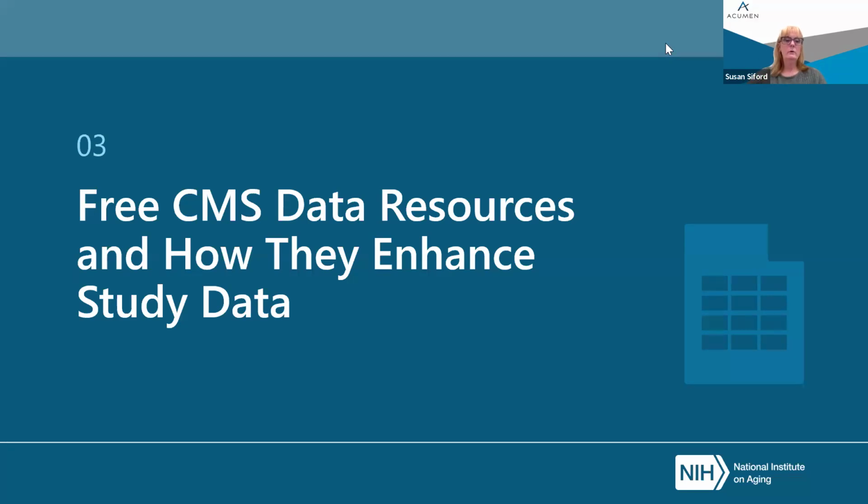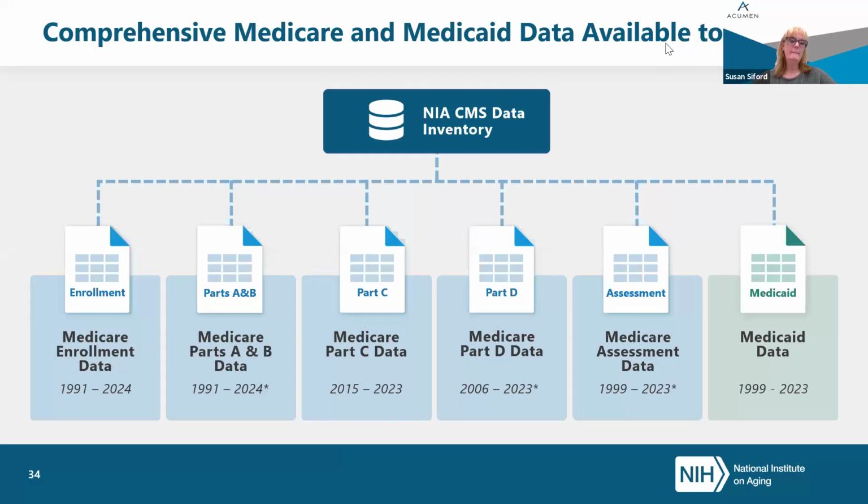The next slide goes over the free CMS data resources that are available through the linkage program. We have the Medicare enrollment data, which originally was the denominator file, which transitioned over to the master beneficiary summary file at about 1999. We have the Medicare Parts A and B claims data for the fee-for-service beneficiaries. We have the Medicare Part C data for those that are participating in the managed care program.